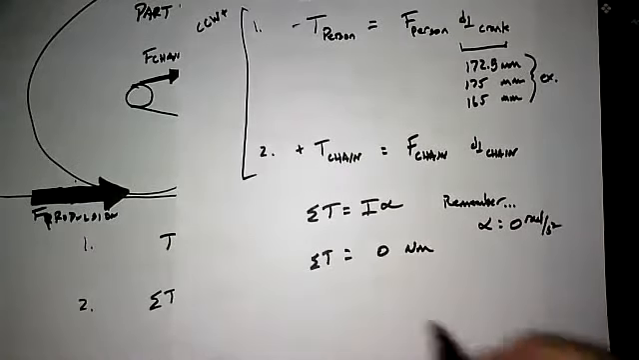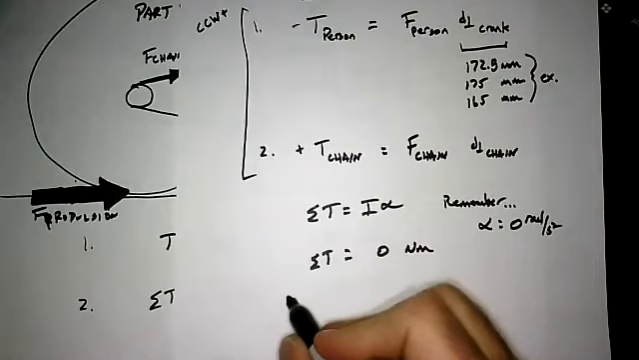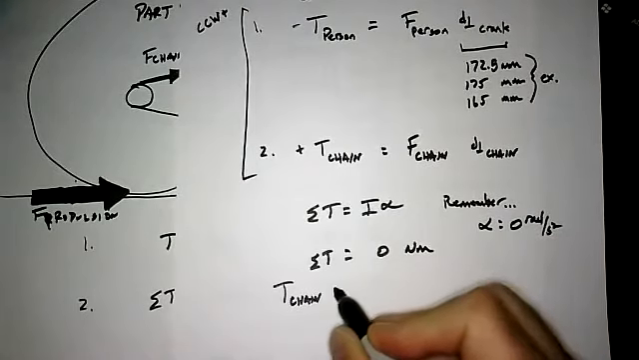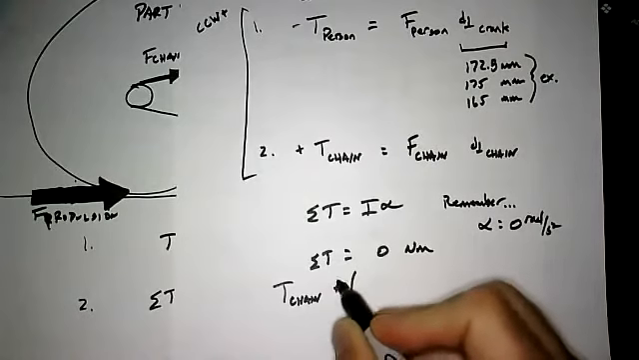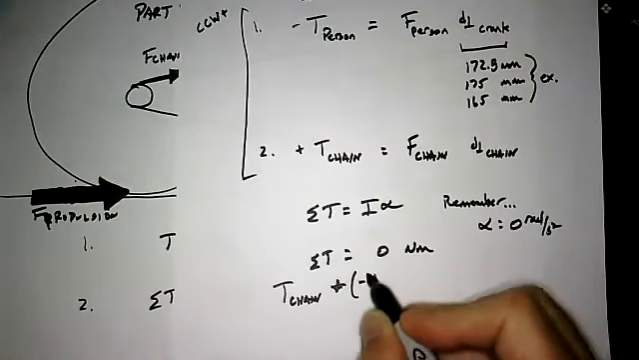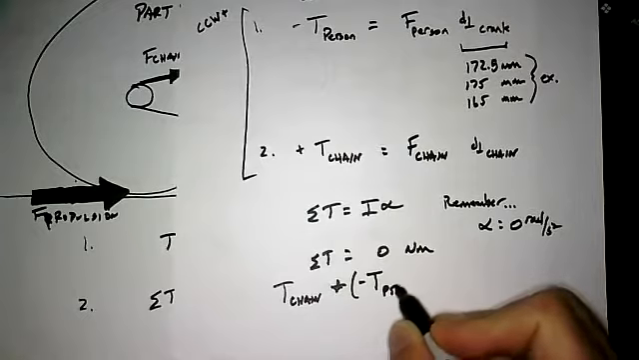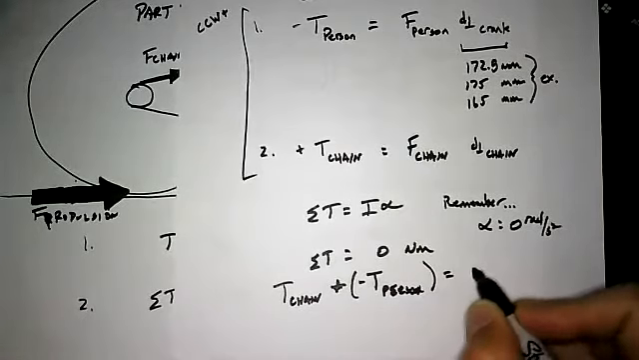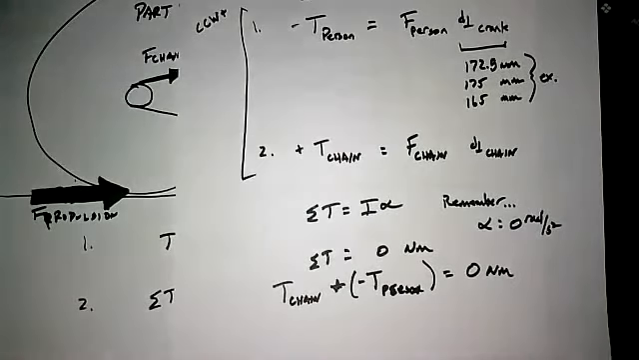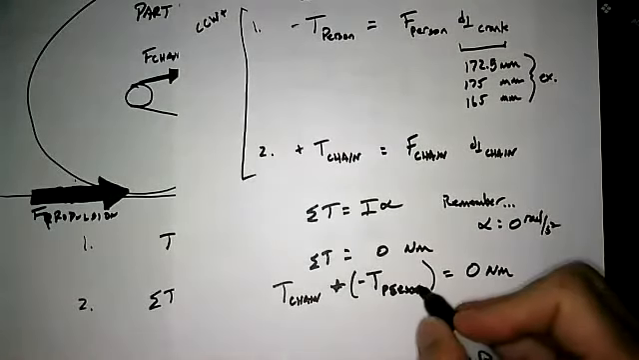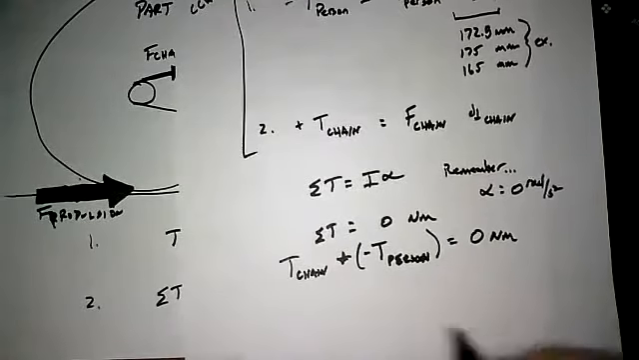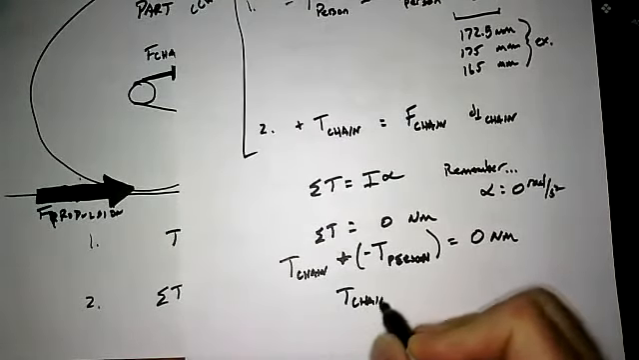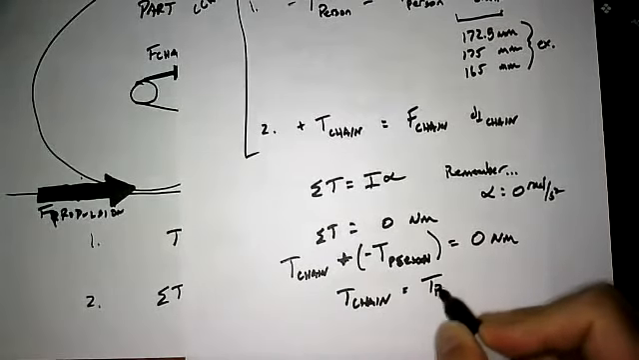We have two torques acting about this axis of rotation. I'm going to put them right here. Torque due to the chain, plus, and I'm going to put the negative sign in here, plus negative torque due to the person. Those add up to 0 Newton meters. All right, or we can say torque due to the chain, just rewriting this, equals torque due to the person.